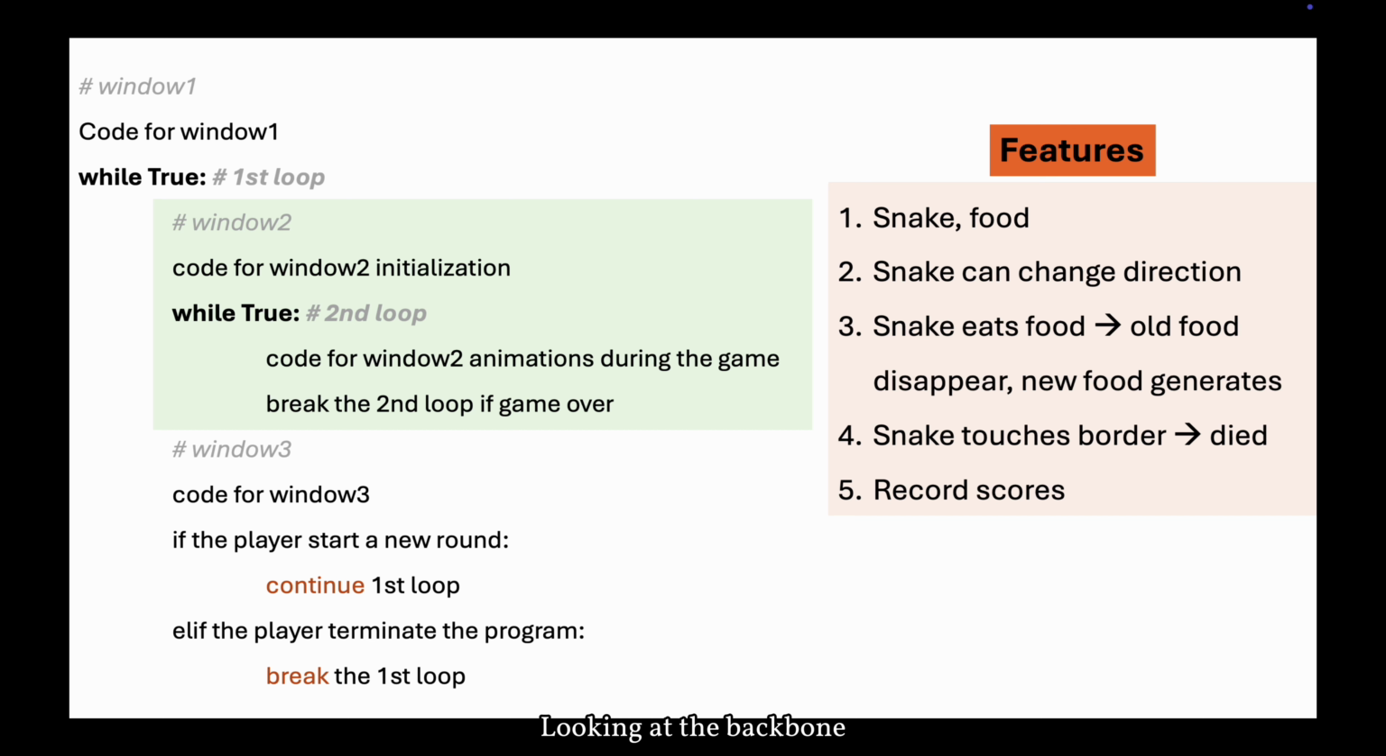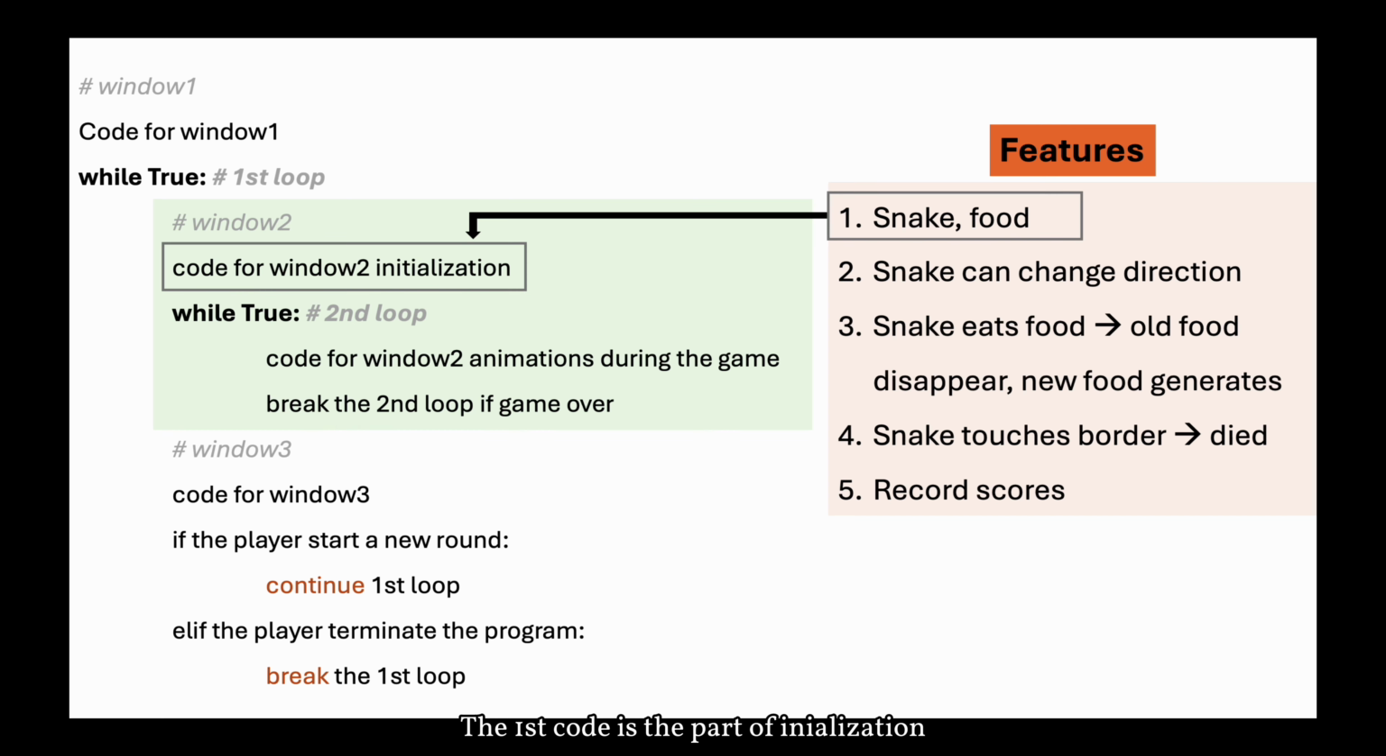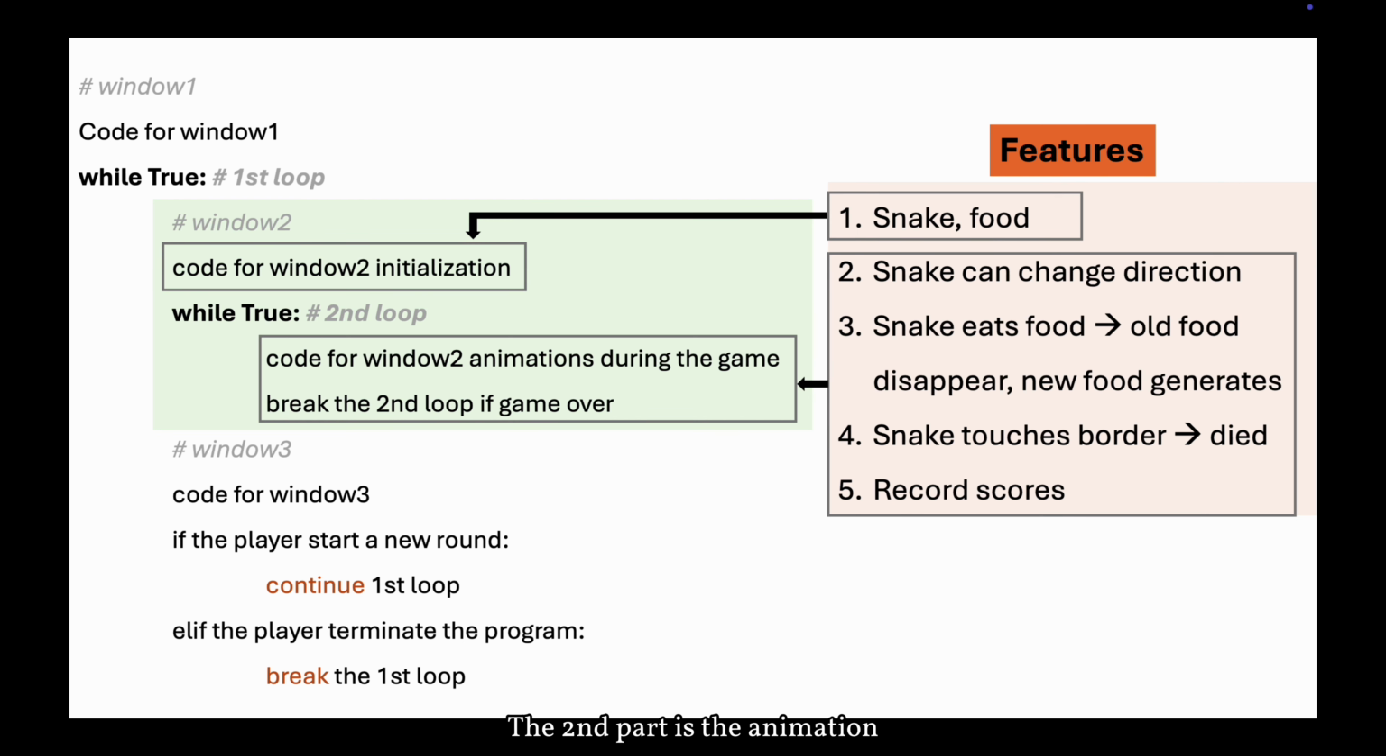Looking at the backbone, I separate window 2 code into 2 parts. The first part is the code of initialization, which is basically property number 1, to set up snake and food. It is placed within first while loop but before second while loop. The second part is the animation, which includes properties number 2 to number 5. They are placed within second while loop.